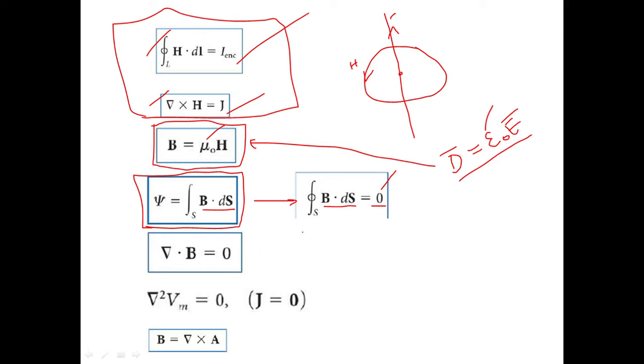Then using the divergence theorem, we saw that from the same equation we can obtain that divergence of B vector is equal to 0. Divergence of B vector is equal to 0.